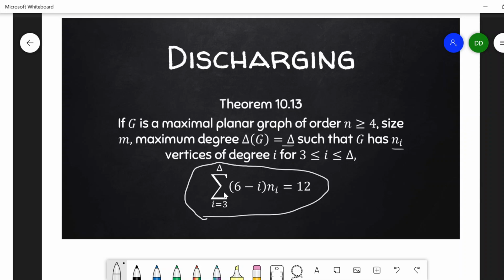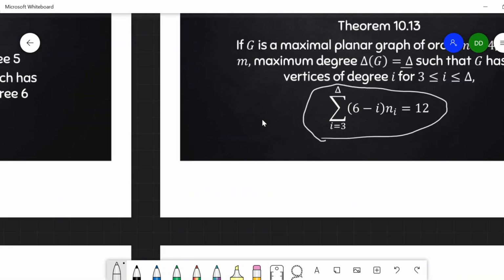If I pull this apart, somewhere in here I have i times n sub i, summed from 3 to delta. Well, that's twice the number of edges. And then the other part of that, I would have 6 times n sub i. So where does that 6 come from? Let's take a look at a proof of this.